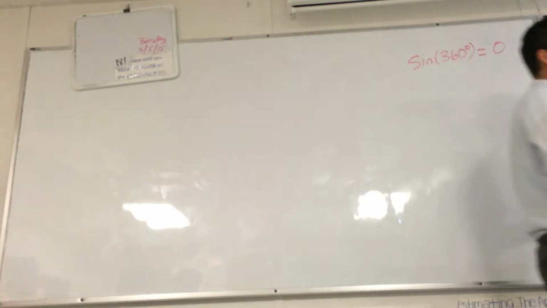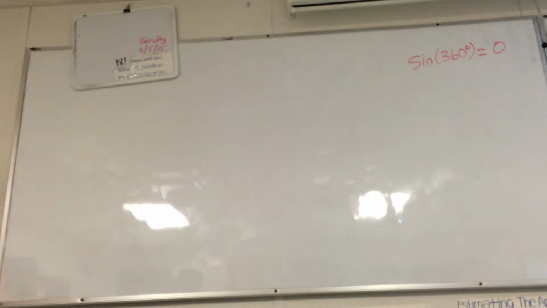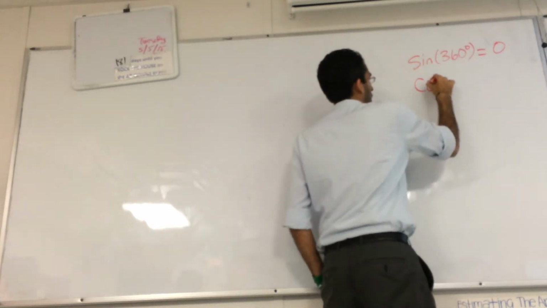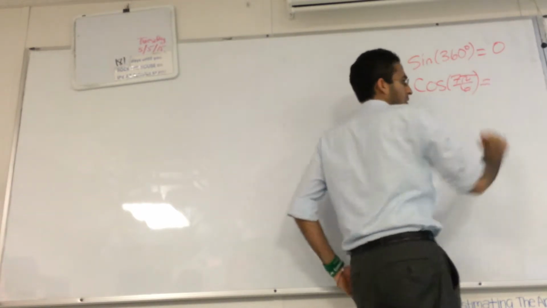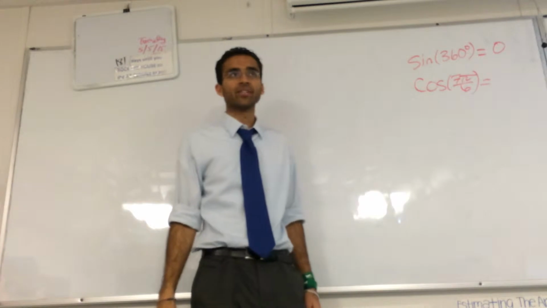I'm going to do another example so we can see a little more. So we'll do problem number 10, cosine 7 pi over 6. Cosine of 7 pi over 6.